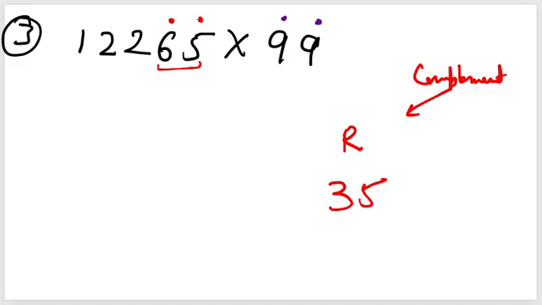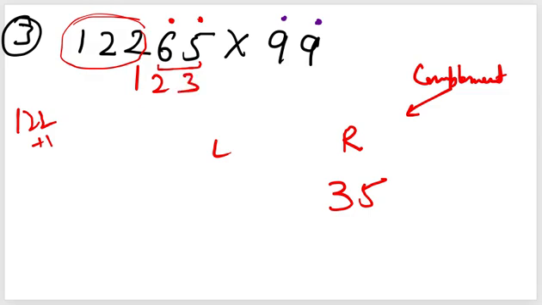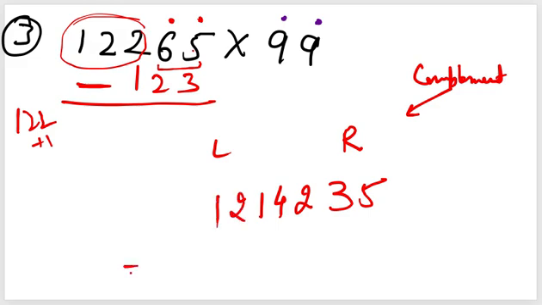Subtract 6 from 9, that will be 3, and subtract 5 from 10, that will be 5. Now the next step is to find the left side of the answer, meaning the front entries are yet to be calculated. 122 is this portion. So what I will do, I am going to add 1 to it, it becomes 123. Now we will subtract from the whole: 12265 minus 123. So what will be the answer here? When you subtract 123, you will have 12142. So the answer is 1214235.